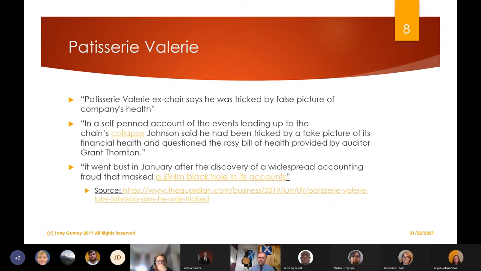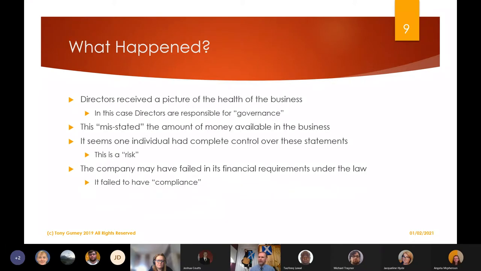What he said was, oh, well, my financial director gave me these accounts and told me everything was okay, but there was actually an accounting fraud and a £94 million black hole in the accounts. It actually went higher later. So he was, oh no, it wasn't me. But let's think about what actually happened in that business. Yes, the director received a picture of the health of the business. It comes from the finance director. That's what they're there for.